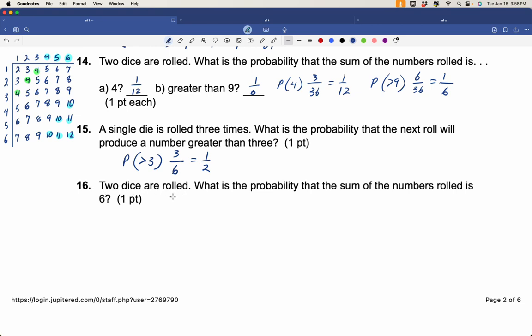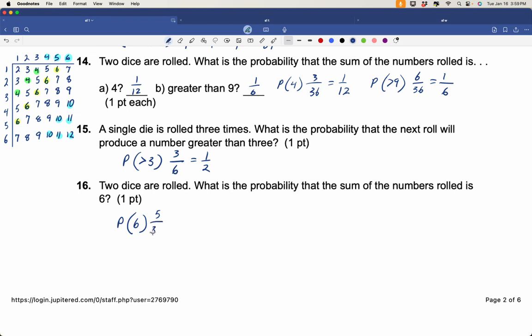Now we're back to rolling 2 more dice with problem 16. What's the probability that the sum of the numbers rolled is 6? So let's count the sum that could equal 6. So we've got, let me go with yellow here. 1, 2, 3, 4, 5. There's 5 opportunities or 5 combinations where the sum is 6.